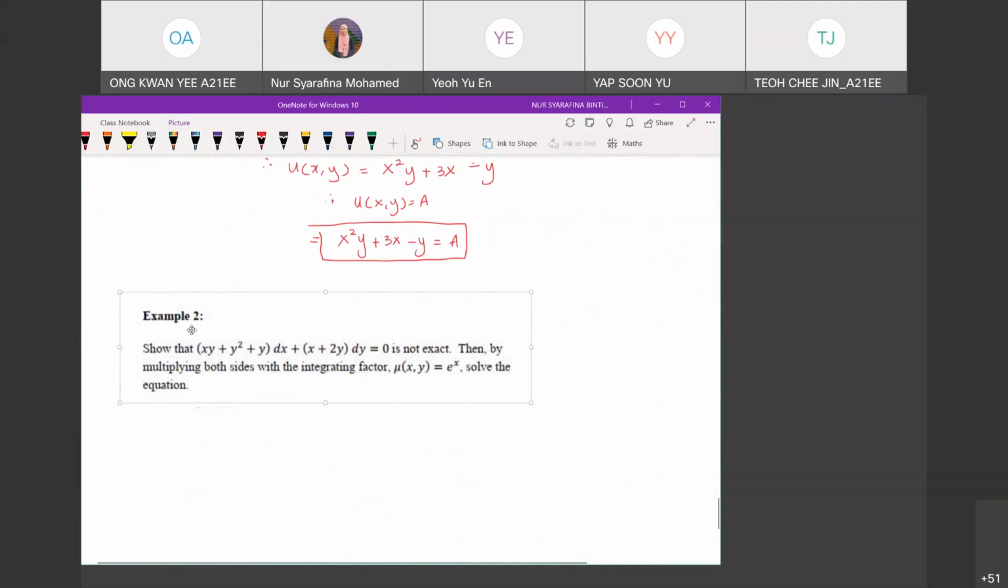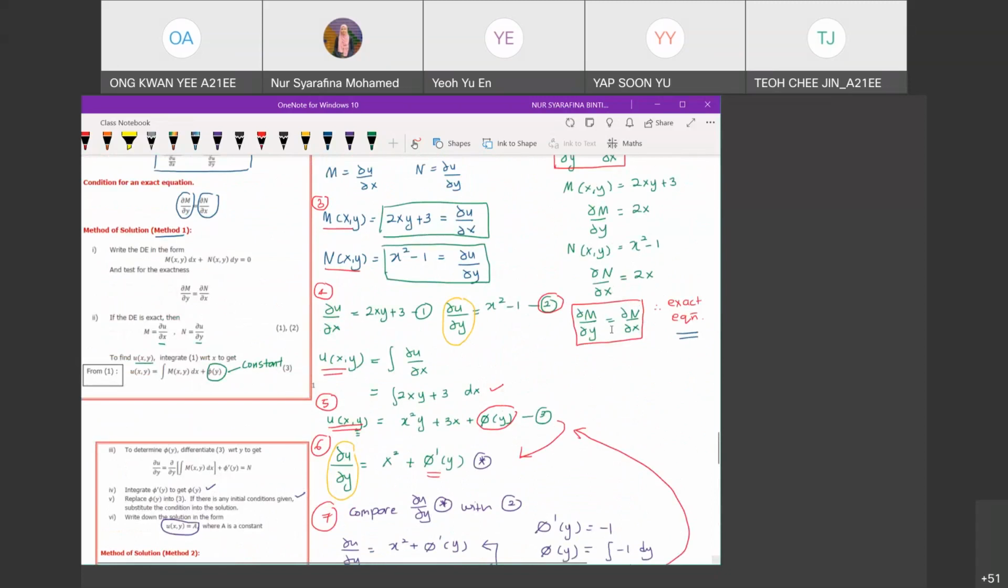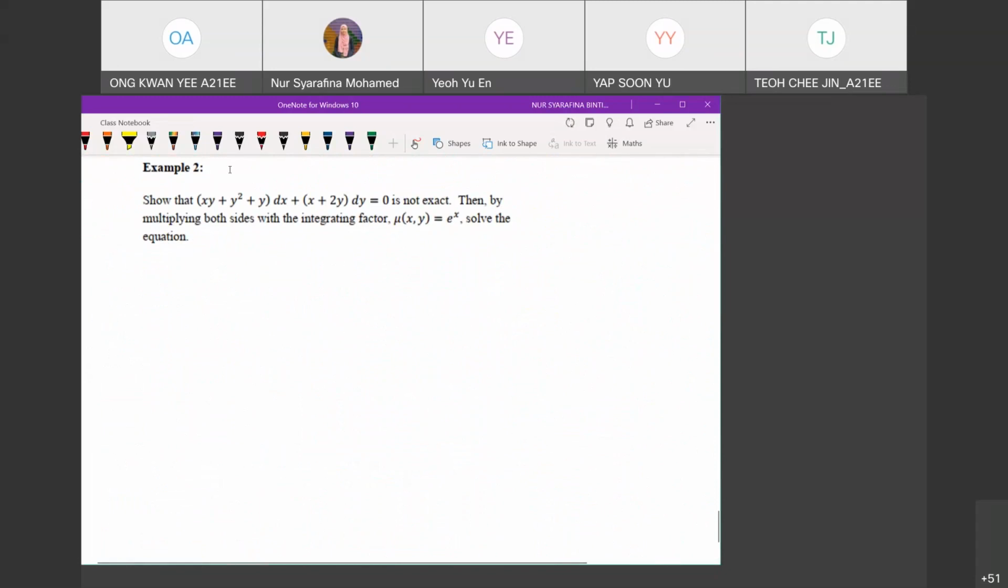Okay, first, try to show this given equation is not exact. How can you show? You have to make sure this is not fulfilled: del M del y equals del N del x. What is your M and N here? You know that your M goes together with the dx and your N with the dy. So your M is what?